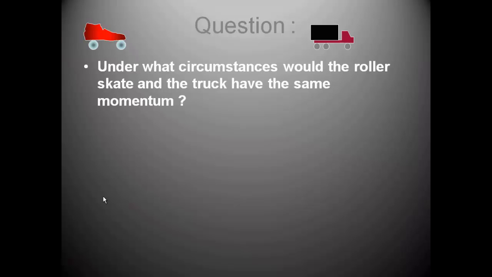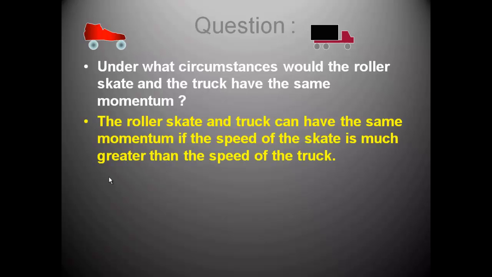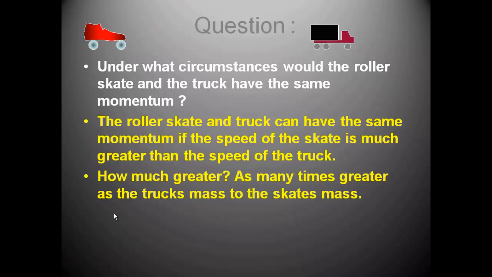All right, so here's the question that I'd asked before, so I'm going to break it down for you. Under what circumstances would the roller skate and the truck have the same momentum? Well, the roller skate and the truck can have the same momentum if the speed of the skate is much greater than the speed of the truck. And then I asked the question, well, how much greater?